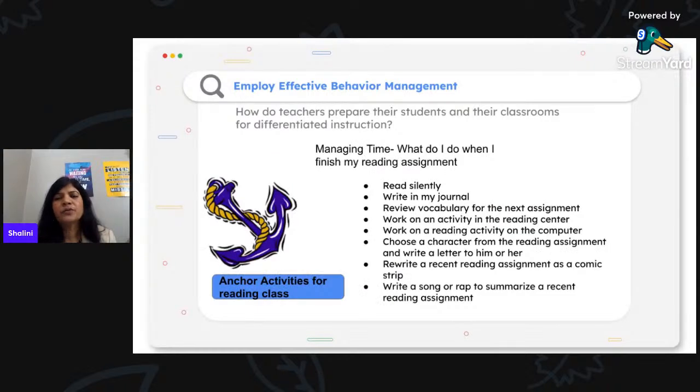Next, when you know that some students will finish their tasks easily and before time, then you have to keep some anchor activities for them. For example, if it is a reading class and a child finishes reading before everybody else, then we can have options like you can read silently, or write in your journal, or review the vocabulary for the next assignment, or work on the activity kept at the reading center. There could be different options that you can think of, because you know your learners best and you know what will challenge them or what will be the next complex activity for your advanced learner. Accordingly, you can plan and keep the options so that the children will know what they need to do next instead of distracting the class.